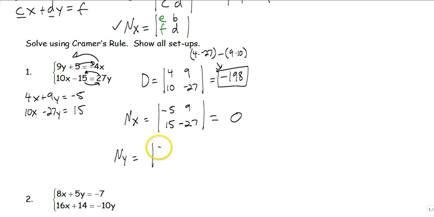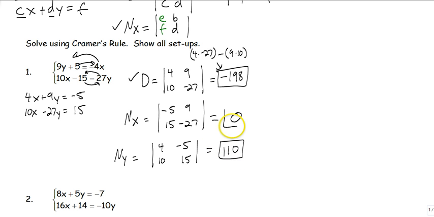And finally, we have to do N sub y. So I set it up the same way, except for now my x's come back. So you always start back at this first D determinant: 4, 10, 9, negative 27. So we're back to 4, 10, but instead of 9 and negative 27, I'm subbing out the y values and putting in a negative 5 and a 15. And when I calculate my determinant here, you get 60 minus a negative 50. So 60 minus a negative 50, and you should get a positive 110.